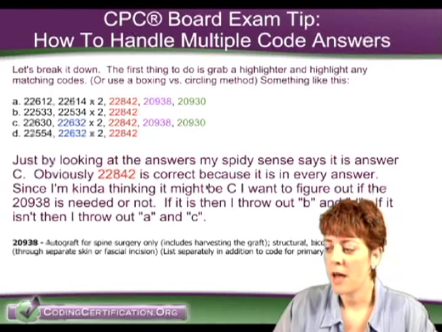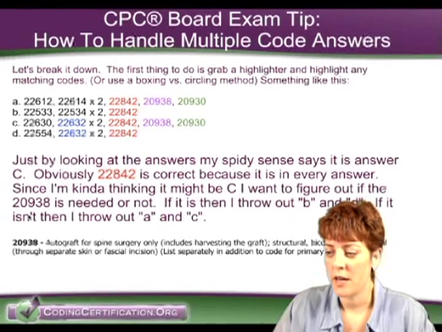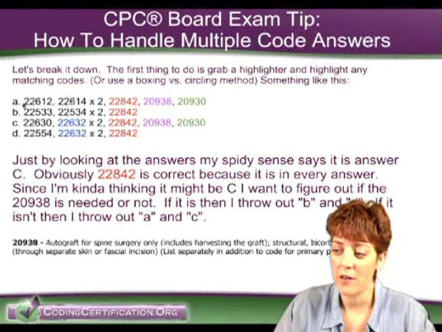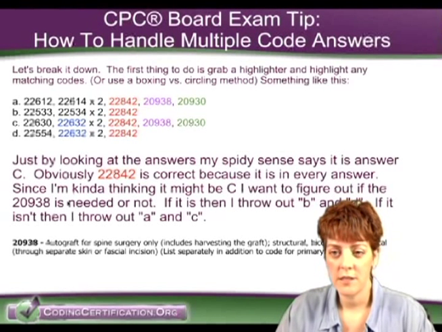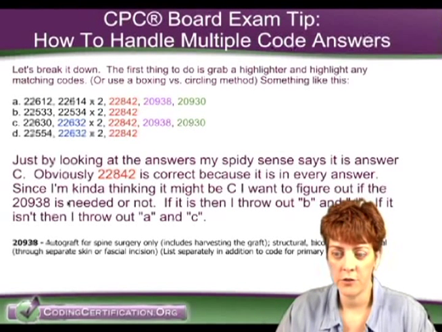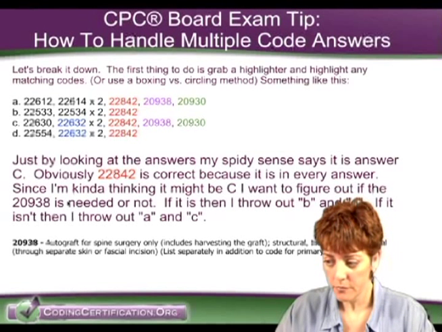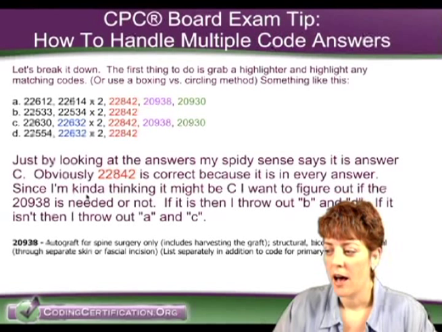Okay. Since I'm thinking it might be C, I want to figure out if the 20938 is needed or not, because that is in answers A and C. If it is, then I can throw out B and D. If it isn't, then I throw out A and C. I hope that's making sense, because that's really the goal: process of elimination. You want to throw out 2 of the 4 and then narrow it down to the 2 and figure out what the difference is between them. Just by doing that, I think the answer is C.